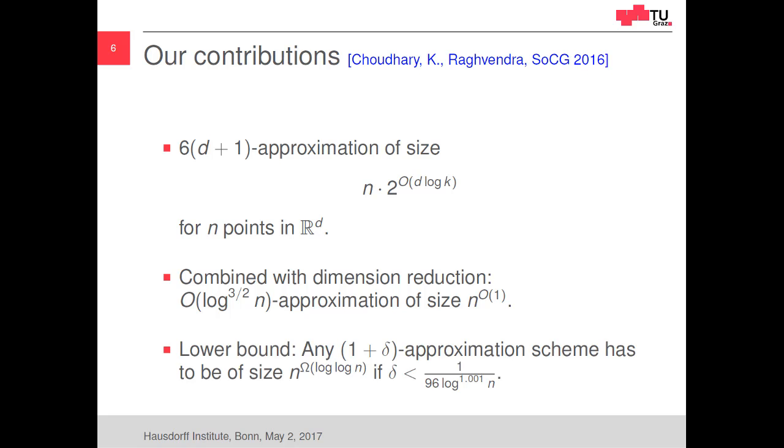We also have a lower bound, which I will not talk about in detail today. So the result is if you want a very close approximation, so 1 plus delta, and delta is roughly smaller than 1 over log n, then you can prove that any approximation scheme that you may come up with has a super polynomial size in n. So you cannot hope that this result extends to all approximation factors.